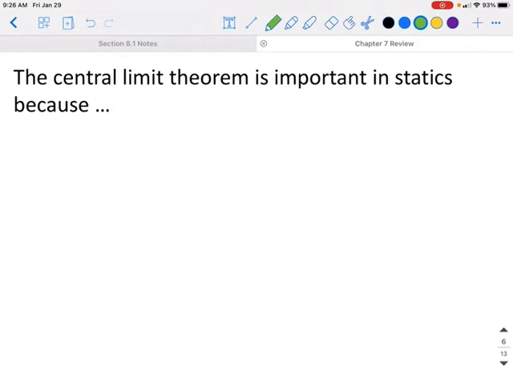The central limit theorem is important in statistics because it allows us to use normal probability calculations to answer questions about sample means from many observations, even when that population distribution is not normal. So even if the population isn't normal, because of the central limit theorem, we can still use those normal approximations as long as your sample size is at least 30 or larger.